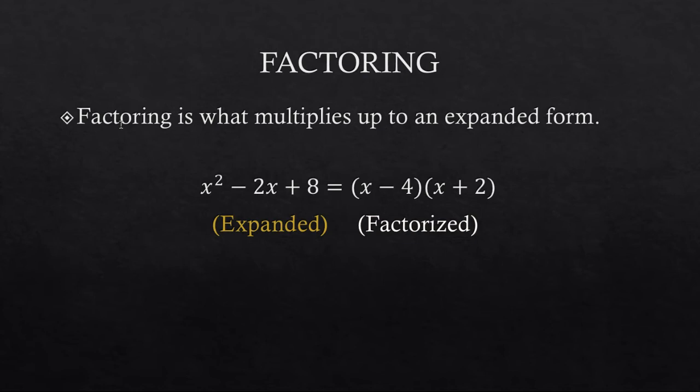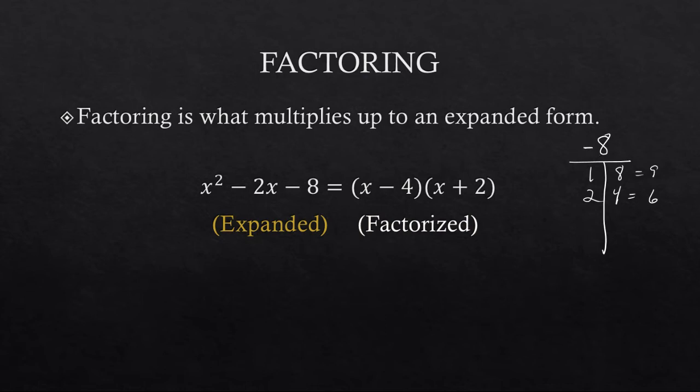So factoring is what multiplies up to an expanded form. So here's our expanded form, x squared minus 2x plus 8. So let's look at our last number here, 8, and let's list out the factors of 8. It's going to be 1 times 8 and 2 times 4. Now 1 plus 8 is 9 and 2 plus 4 is 6. But we need a negative 2. So, and this is a negative 8.